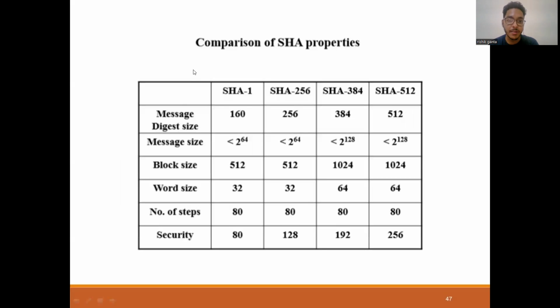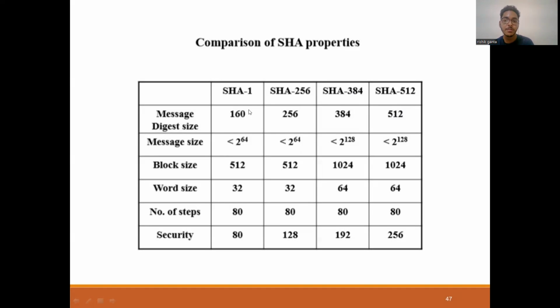This is a comparison of SHA properties. The message digest size: you can see that for SHA-1 it is 160, for SHA-256 it is 256, for SHA-384 the message digest size is 384, and for SHA-512 the message digest size is 512 bits.